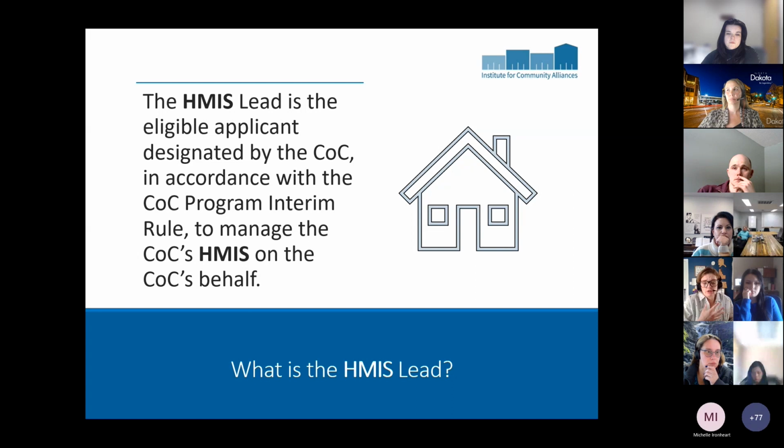So we also get user agreements. We develop those agency agreements, things like that. We monitor, or we call it technical assistance, to make sure that everybody's in compliance with the HMIS standards.